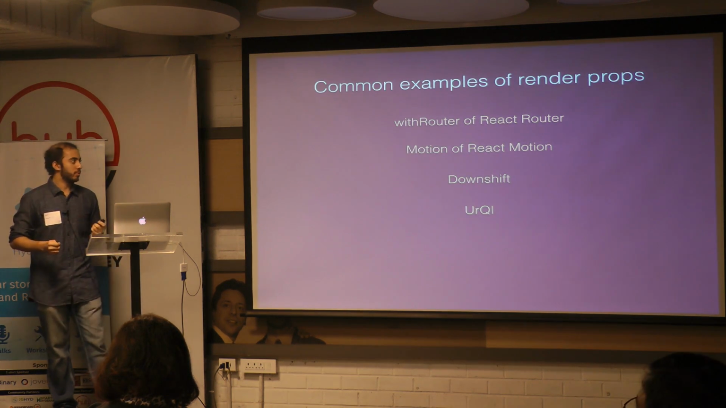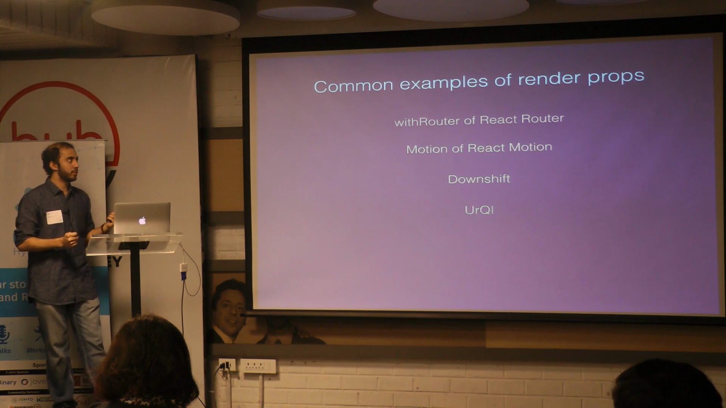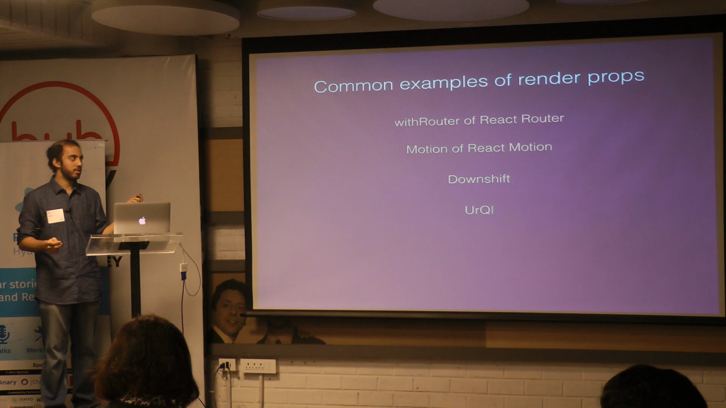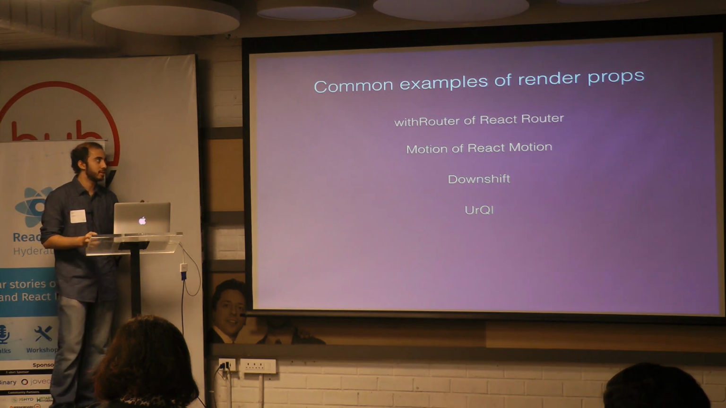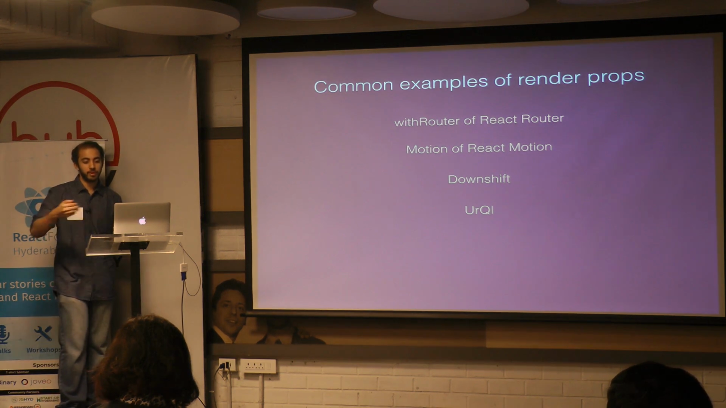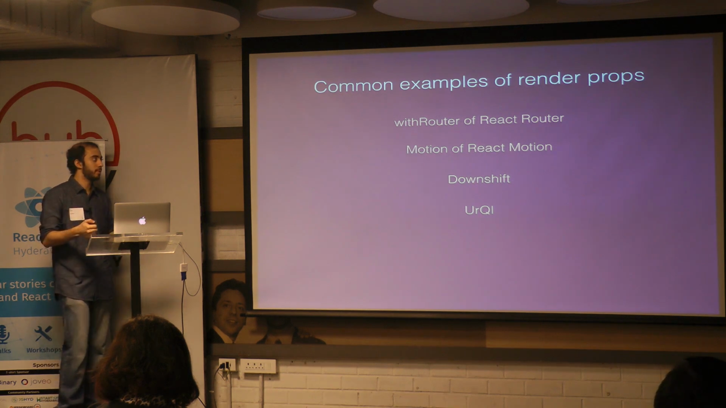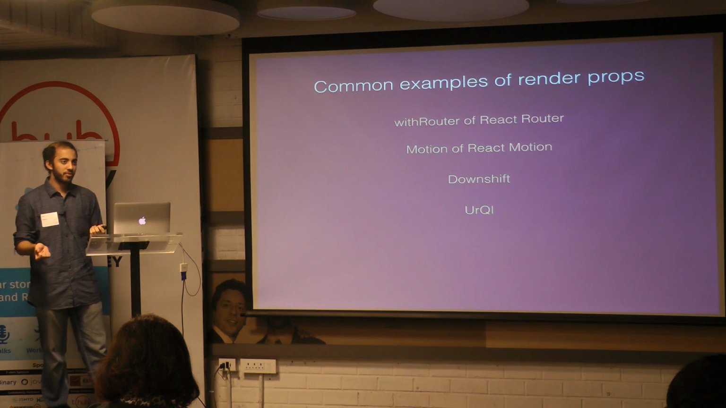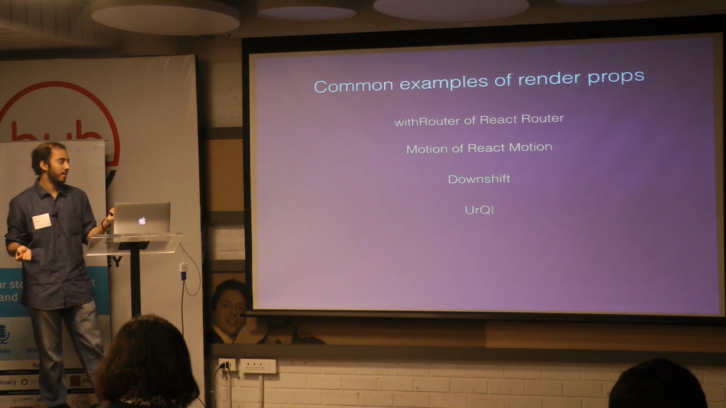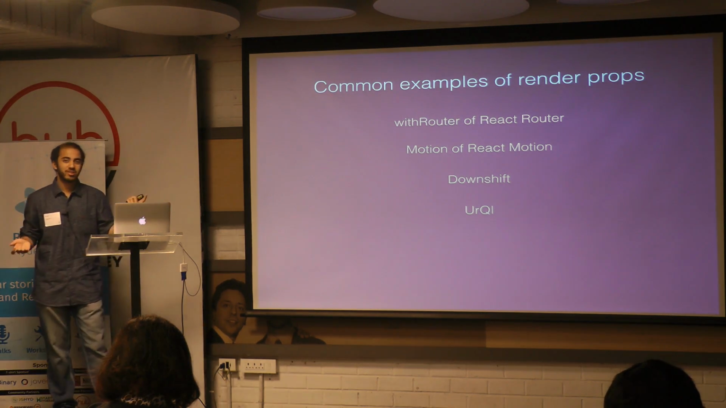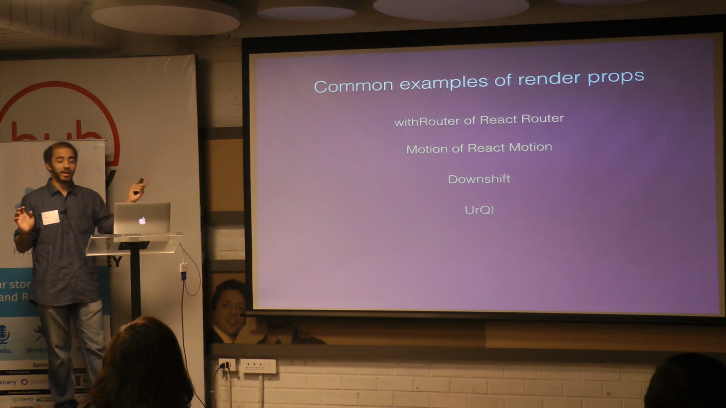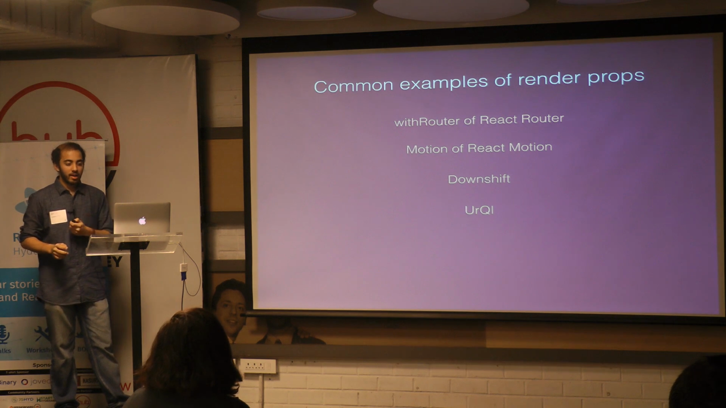So again, what are some common use cases where render props are used? With withRouter of React Router, this actually is a higher order component which implements a render prop. The Motion API of React Motion, Downshift for Downshift, and URQL, or however it's pronounced. That's like the unified React query language, basically.